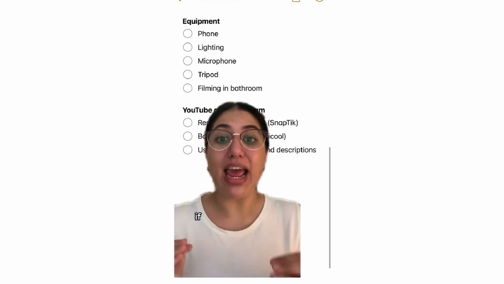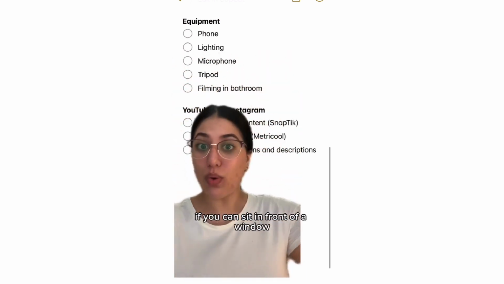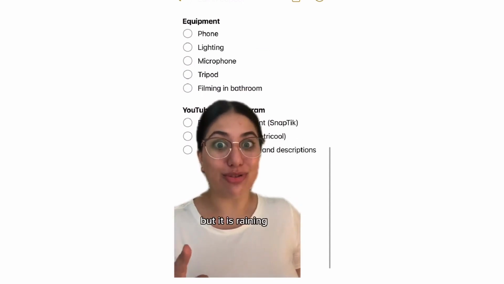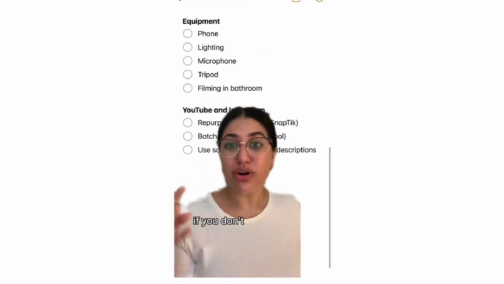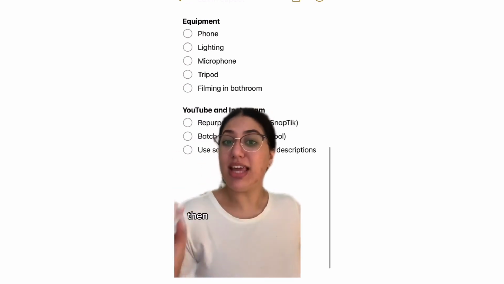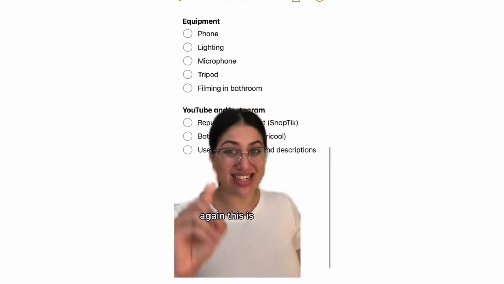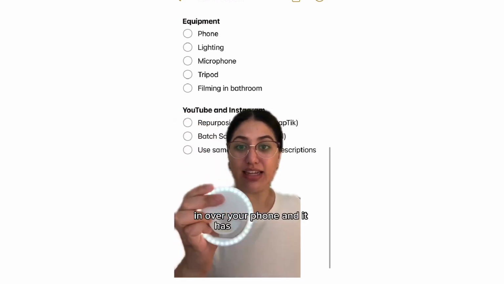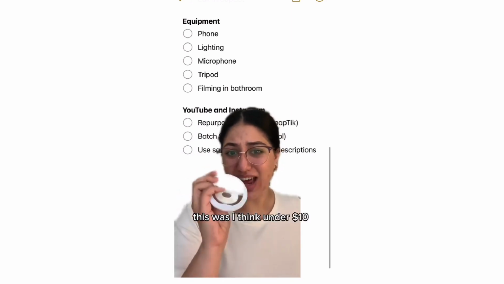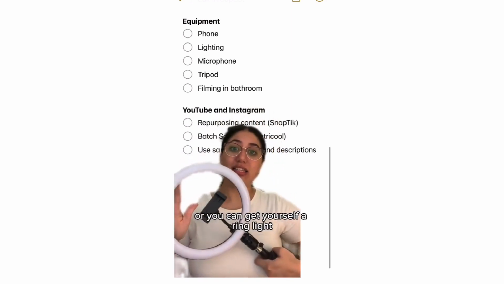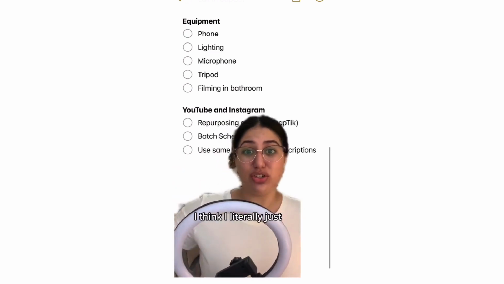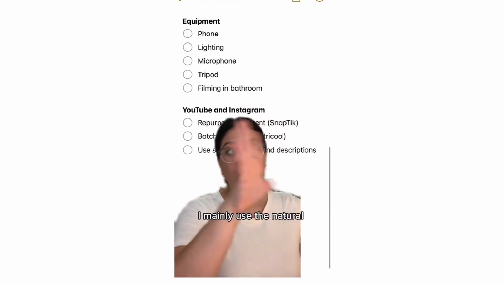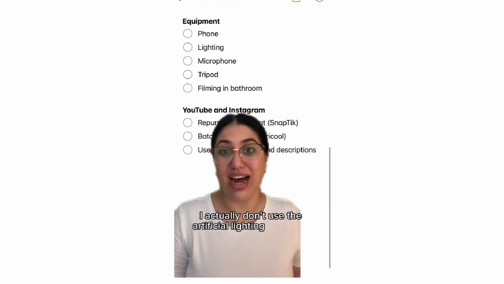For lighting, if you can, sit in front of a window because that's where the most natural light is. Right now I'm sitting in front of a window, but it is raining outside, so the lighting's not that great. If you don't have a natural light source that you can sit in front of, then you can invest in some lighting. Again, this is done on a student budget. You can either get one of these that clips over your phone and it has lighting on it. This was, I think, under $10 on Amazon, or you can get yourself a ring light. Again, this was a very cost-effective one. I think I literally just got it from a local store. They were selling them on my street. I mainly use the natural lighting. I actually don't use the artificial lighting that often.